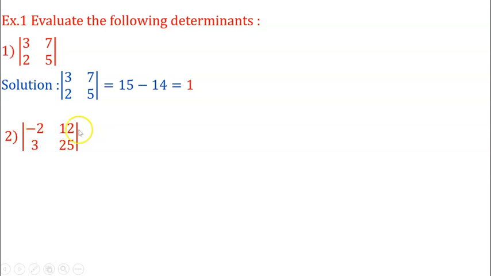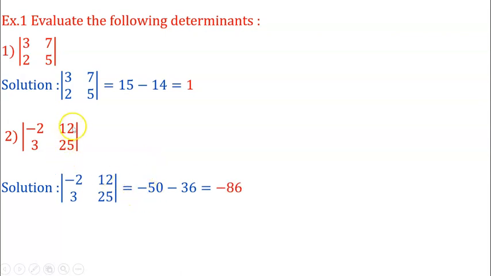Next, minus 2, 12, 3, 25. Again minus 2 into 25, you will get here minus 50. 12 into 3, 36. Again minus 50 minus 36, you will get here minus 86. By default, there is a negative sign. Okay.